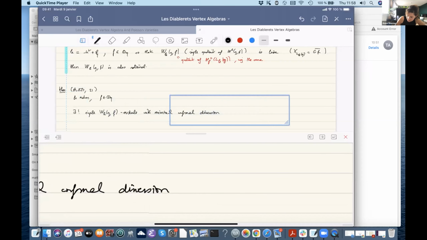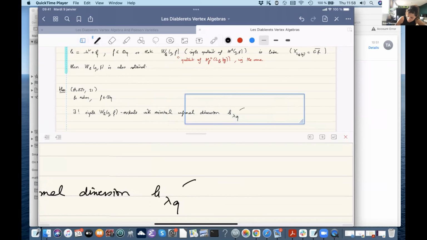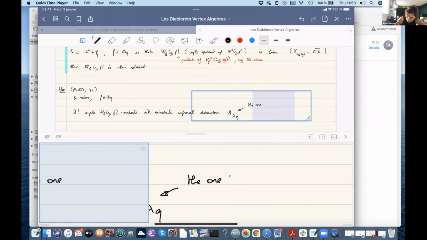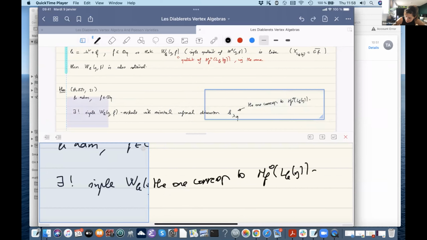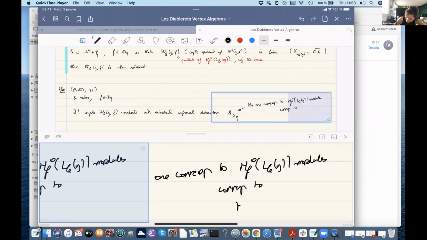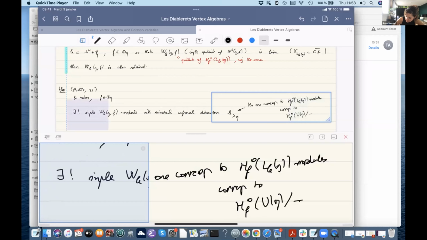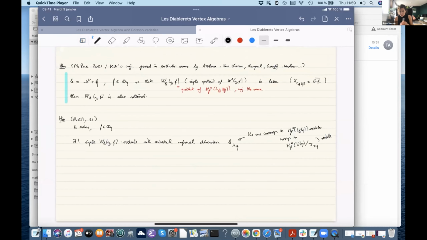And this conformal dimension, which I denoted by h_lambda_q, is precisely the one corresponding to the module of L_k(G) of the simple one, corresponding to the Drinfeld-Sokolov reduction applied to the Zhu's algebra in some sense associated to this ideal. Okay, so this is a bit technical, but what I want to mention is that there is a unique W_k(G,F) module with minimal conformal dimension, and this minimal conformal dimension is precisely obtained from this lambda_q, which gives the minimal dimension for the simple affine one. So this is a connection.